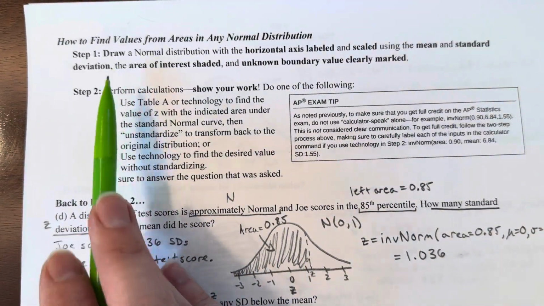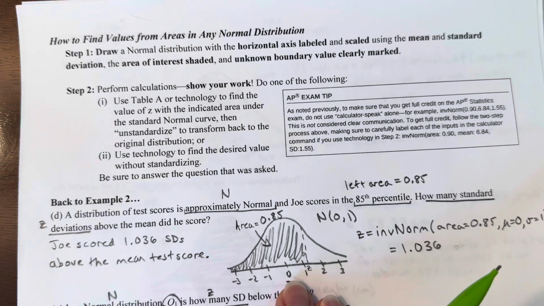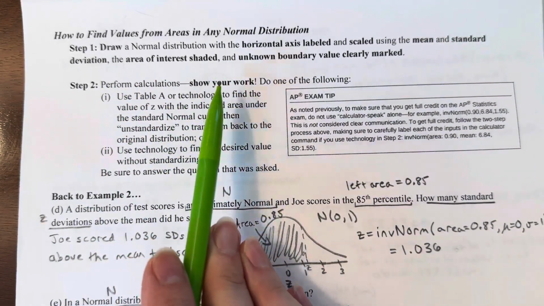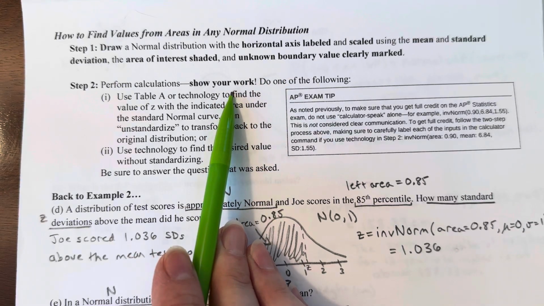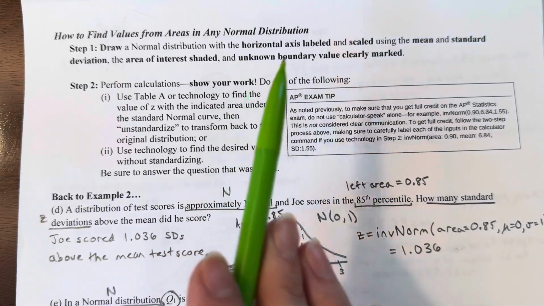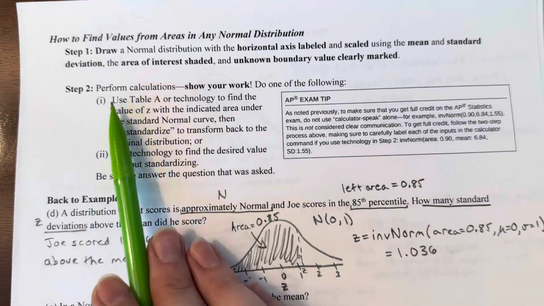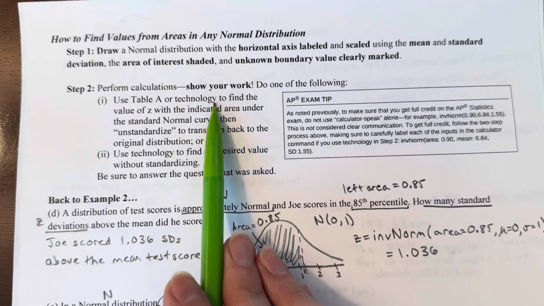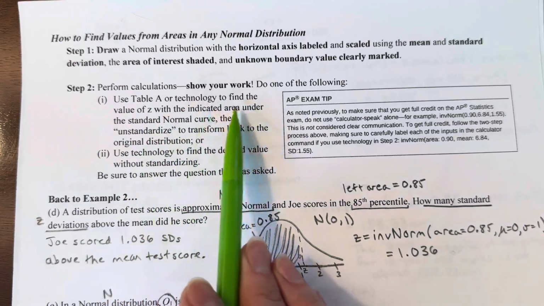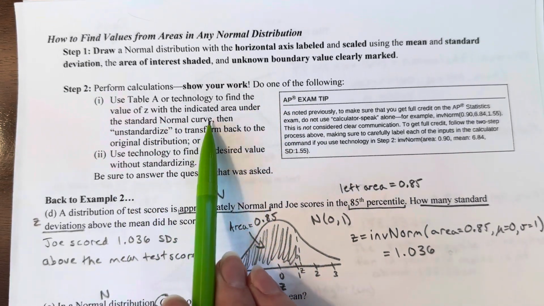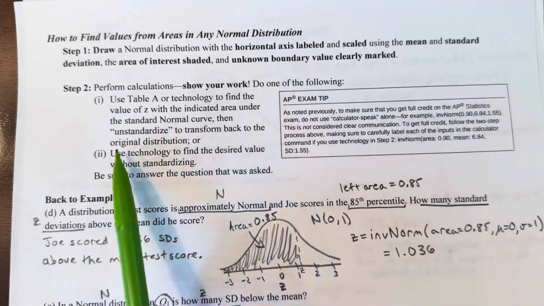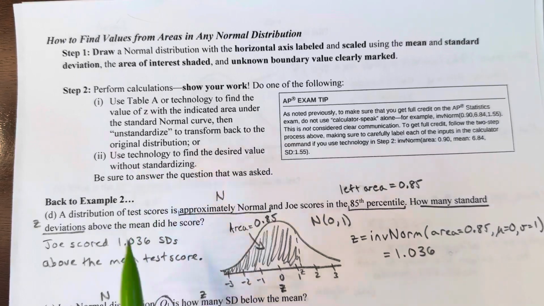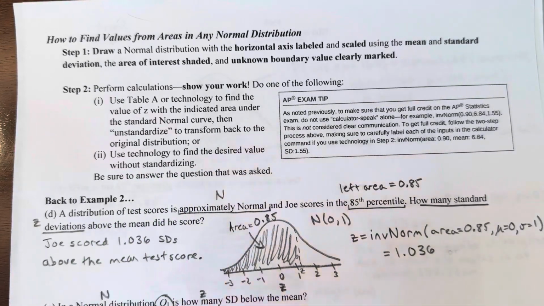All right, so we need to first create a drawing. Then we need to perform our calculations and we need to show our work. You must show your work. If all you do is give me an answer, you will not get full credit. So do one of the following. Either use table A, our standard normal probabilities table, or technology to find the value of z with the indicated area under the standard normal curve, then unstandardize to transform back to the original distribution. Or you can use technology to find the desired value without dealing with the standardized values.